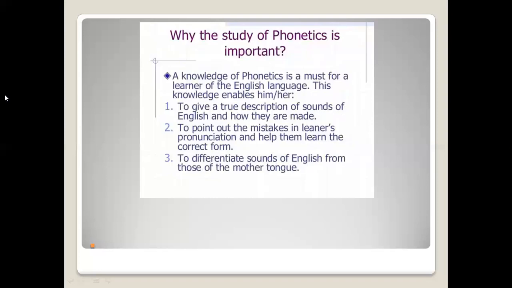Then why is the study of phonetics important? Knowledge of phonetics is a must for a learner of the English language. This knowledge enables each and every person to give a true description of the sounds of English and how they are made. For that purpose as well, we need to know about phonetics. The next one is to point out the mistakes in learners' pronunciation and help them learn the correct form. And next is to differentiate the sounds of English from those of the mother tongue. According to the mother tongue, the sounds of English may vary. For that purpose as well, we need to study phonetics. Therefore, phonetics is really highly significant and important.